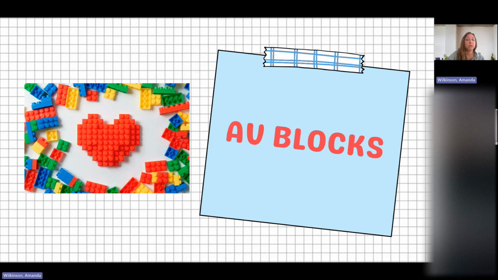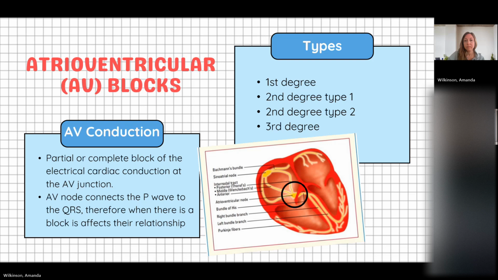Okay, so we are going to start with our AV blocks. Atrioventricular or AV blocks. This is a topic that can feel intimidating on an ECG, but we're going to simplify it for you today, like I said. So at its core, an AV block is just a delay or a complete interruption in the signal passing through the AV node, which is kind of like the electrical bridge between the atria and the ventricles.